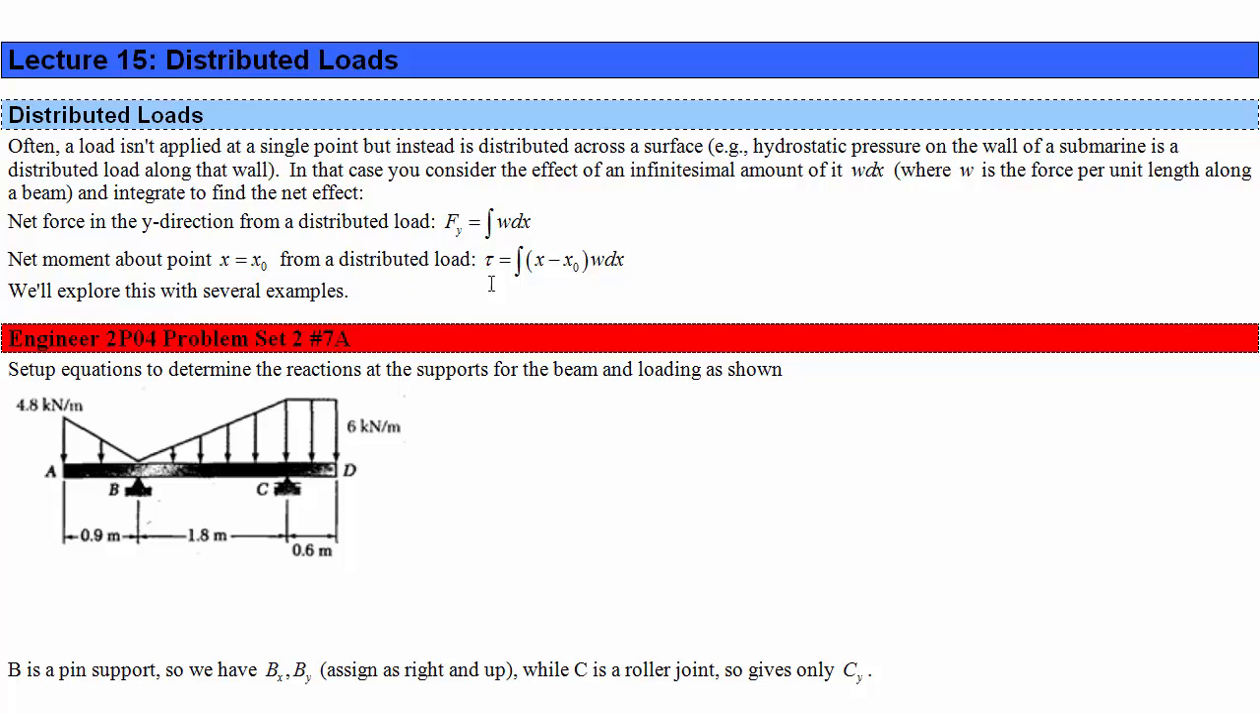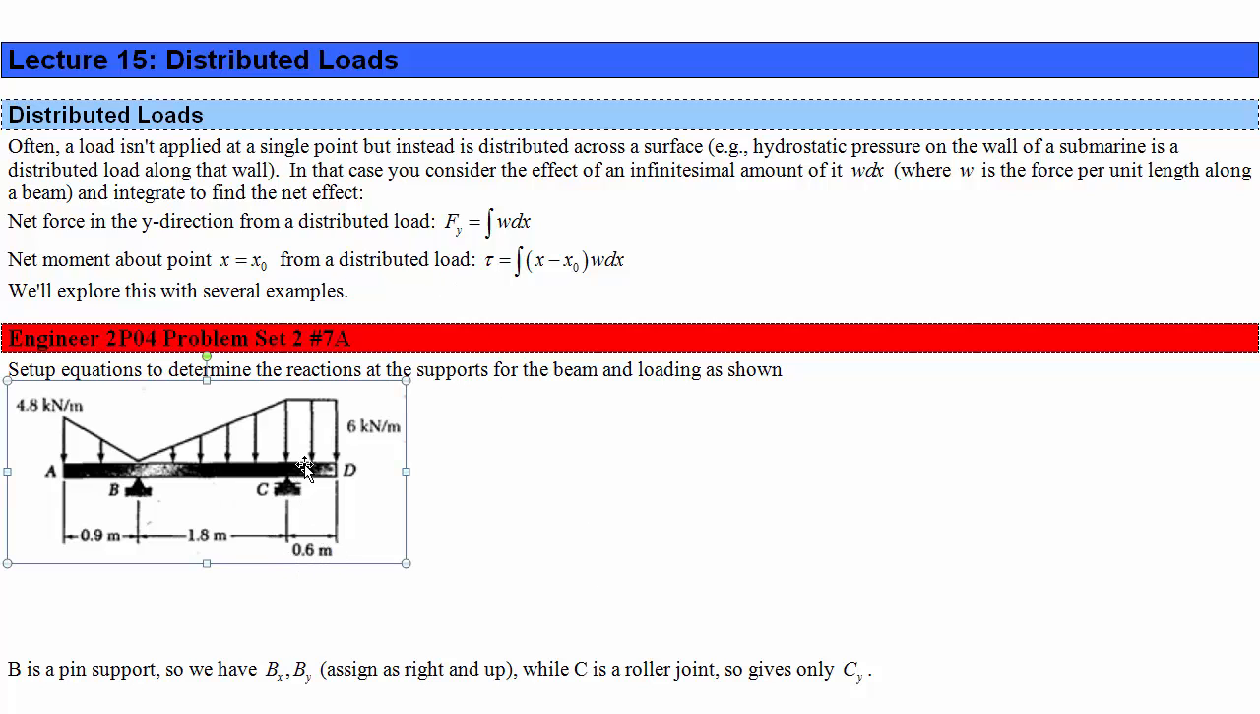And to find the moment produced by a little bit of that w dx, you would just multiply that w dx by the displacement. So the total torque would be the integral of that over the entire surface. Let's explore this with several examples.